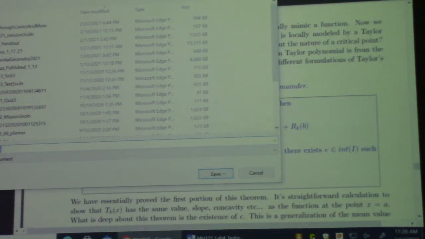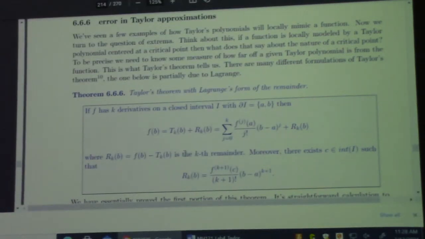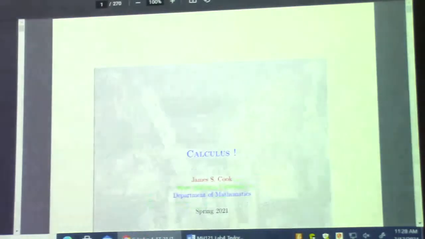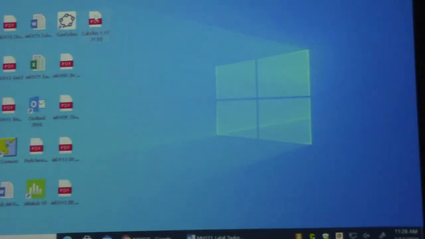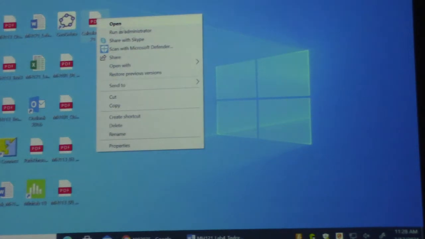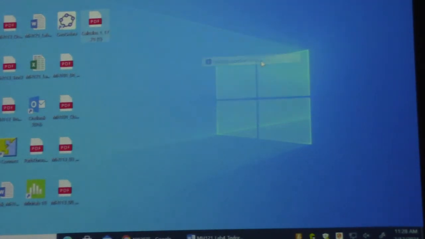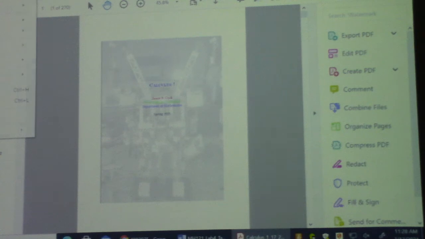Let's see here. No, I don't want to open it there. I'm trying to open it in the... I think I just did it again. All right, well, here we go. Trying to open it with the Adobe. There we go. Come on.